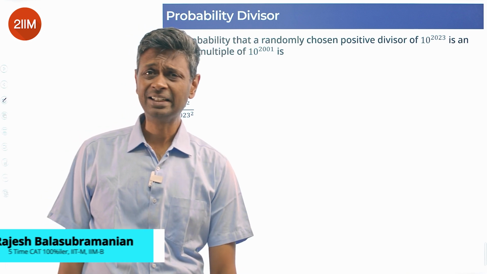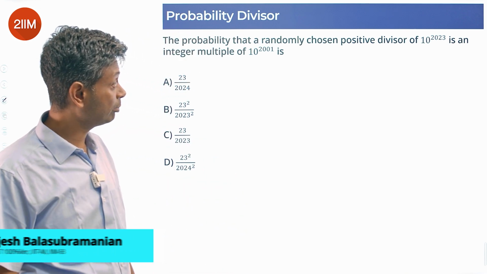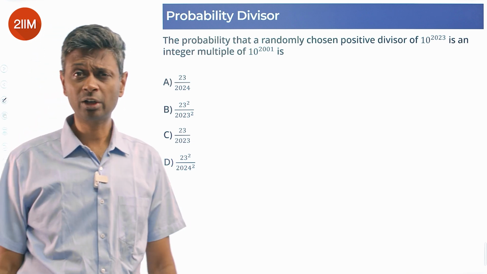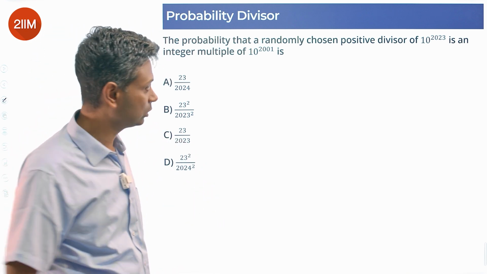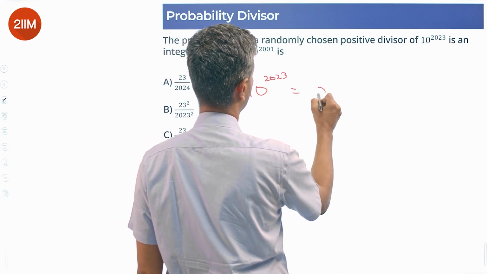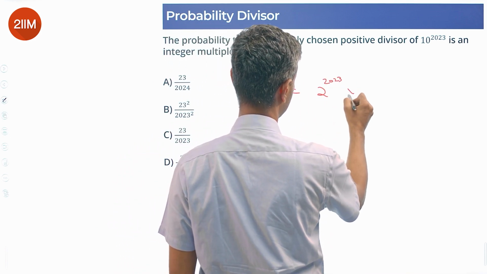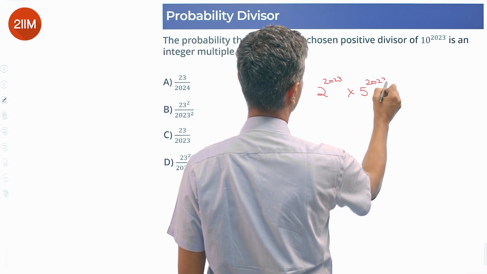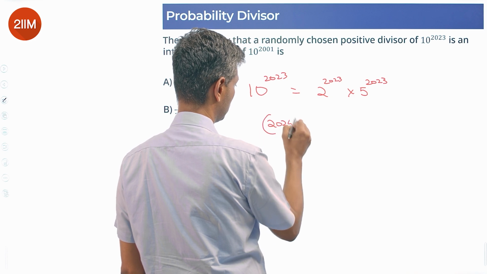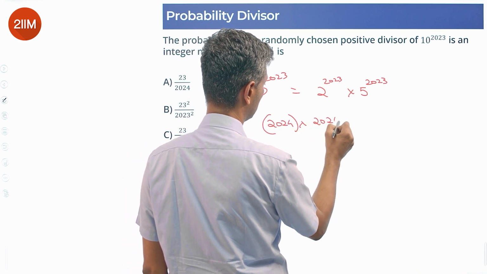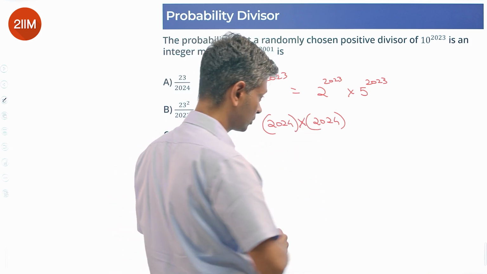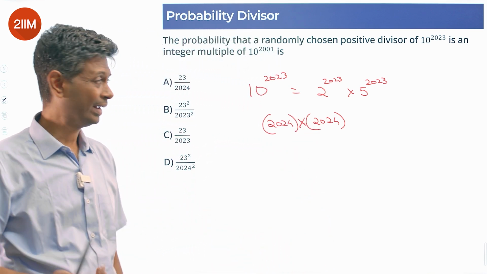The probability that a randomly chosen positive divisor of 10 power 2023 is an integer multiple of 10 power 2021. So 10 power 2023 is 2 power 2023 into 5 power 2023. How many factors does this number have? 2024 into 2024. 2024 square. It should be our denominator. How do I get that?